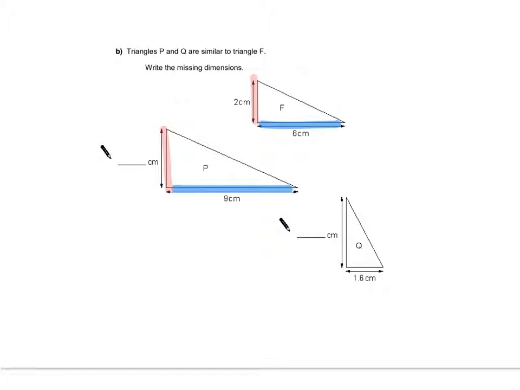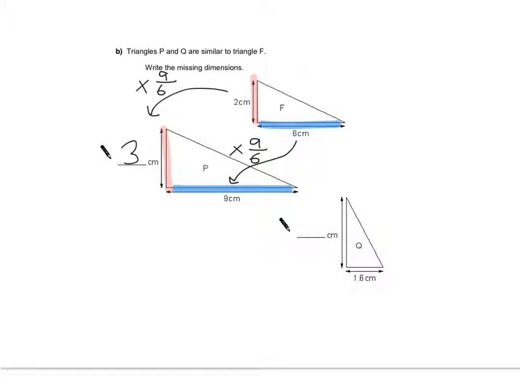Okay, so now we're going to go back to looking at the measurements. So I'm looking to get from 6 to 9. And to get there, I'd have to times by 1.5, or I could just times by 9 over 6. They're both the same thing. So as we do it to that side, we also must times by 9 over 6 to get to this side. So 2 times 9 over 6 gives us 3 centimetres.